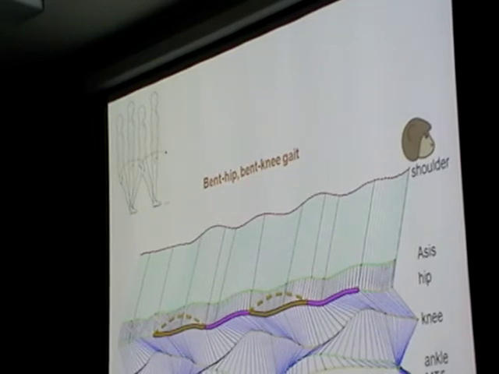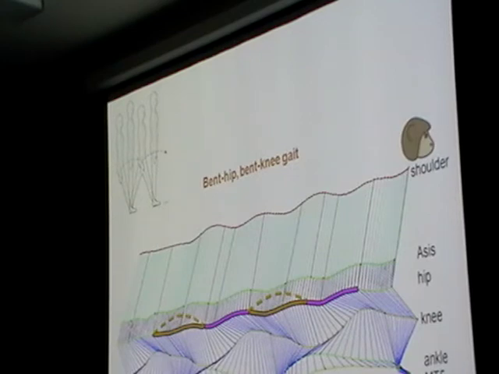And this is a stick figure representation of two strides of a capuchin. So we digitized these joints on one side only. So these are the major joints: the shoulder, the tip of the iliac blade here, the hip, the knee, the ankle, and the toe bone, the metatarsal on the right side of the body.